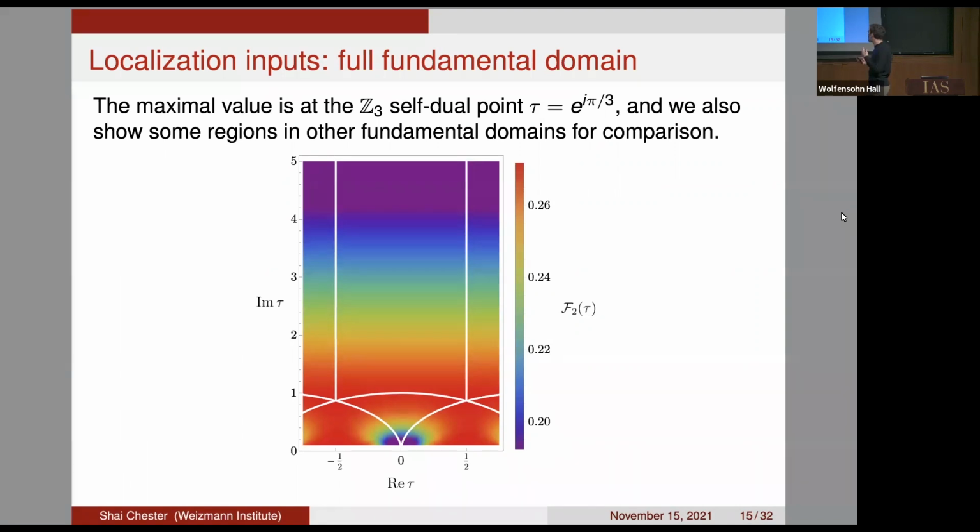But if you were to look very closely and check the precise numbers, you would learn that the maximal value is at the Z3 self-dual point. Although admittedly, it's a little bit hard to see just from the variation of this color. So like the deepest red is right at that corner.